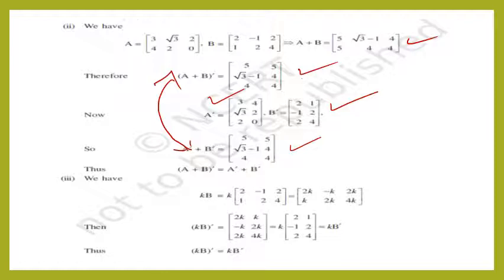Now kB. kB means k into 2, minus 1, 2, 1, 2, 4. If you multiply k inside, 2k, minus k, 2k, k, 2k, 4k. Now (kB) the whole transpose is equal to what? 2k, k, minus k, 2k, 2k, 4k. If you take k outside, k into the matrix 2, 1, minus 1, 2, 2, 4. So that is k times B transpose. So actually this is the verification of the property.